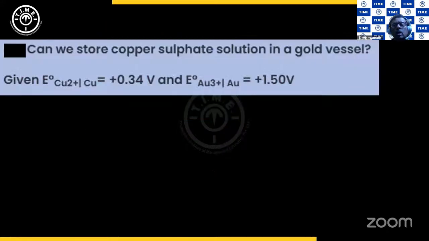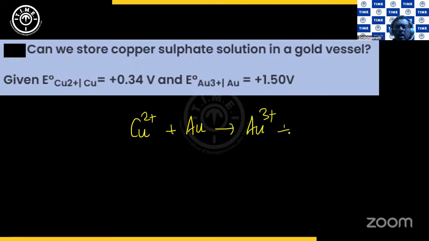Can we store copper sulfate in a gold vessel? Copper sulfate will contain what? Cu2+, plus gold if you are writing. And here there is auric ion given here. I'll put auric here and then copper. If this combination is not changing into this, then it can be stored.